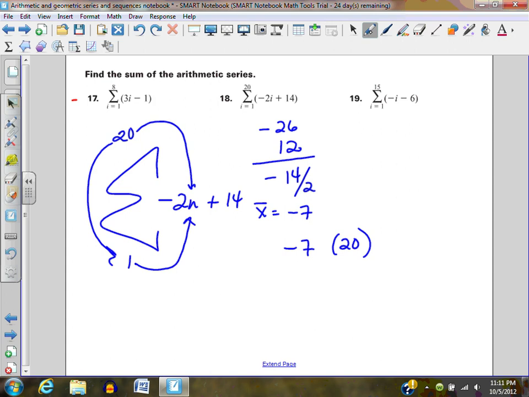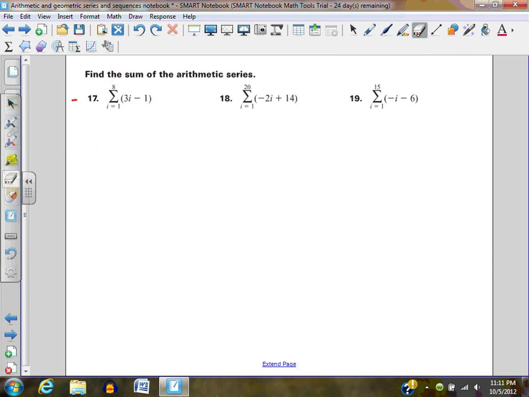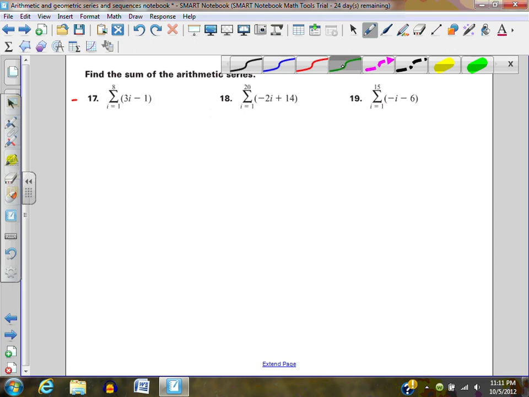What is negative 7 times 20? It is negative 140. And sure enough, if you add all those numbers together, you do get negative 140. So there, we've done that one. Let's do another. Is it getting clearer, hopefully?